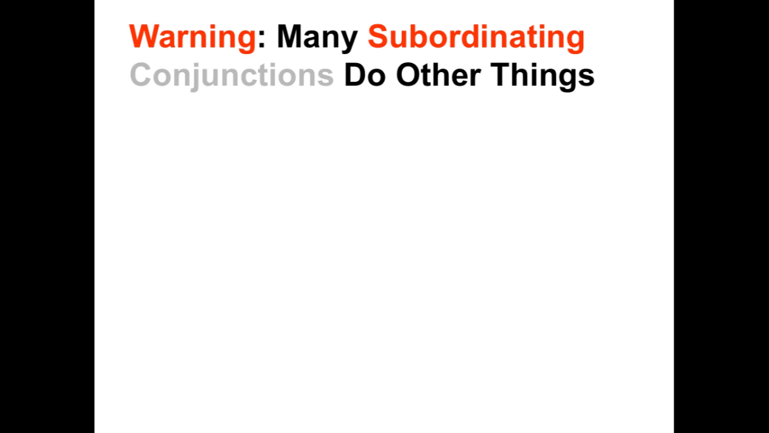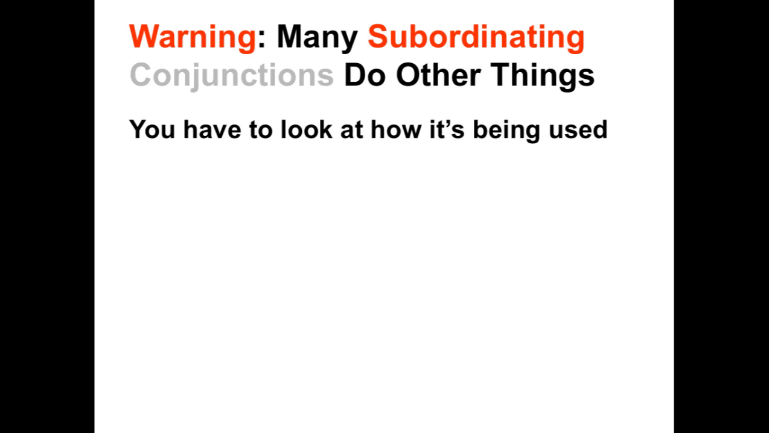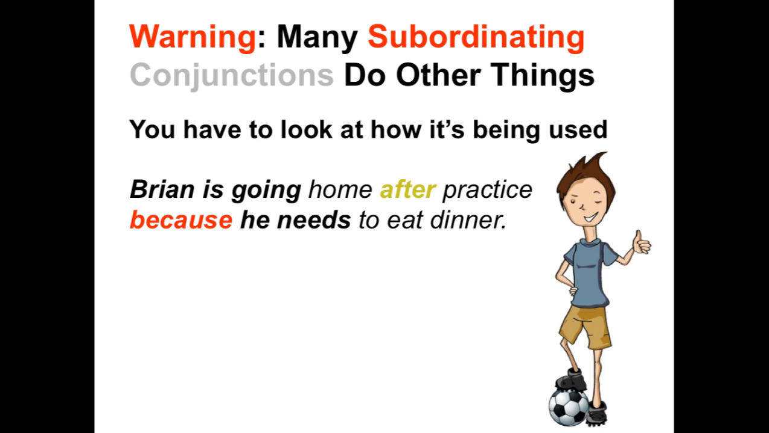Be careful. Many subordinating conjunctions also can function as other parts of speech. The only way to tell is by looking at how the word is being used. Here's an example of that. Brian is going home after practice because he needs to eat dinner. This sentence has two clauses. Brian is going home after practice, and he needs to eat dinner.